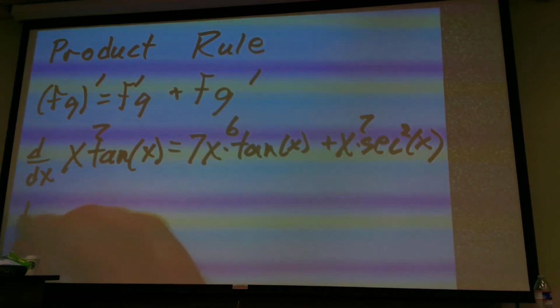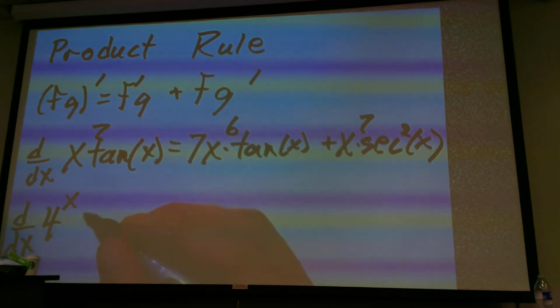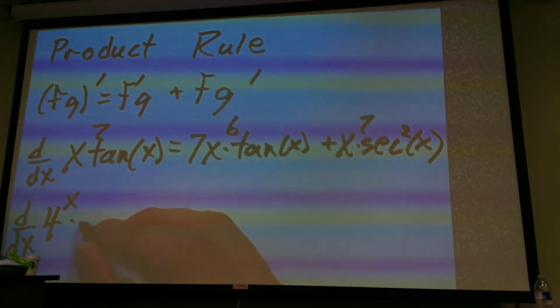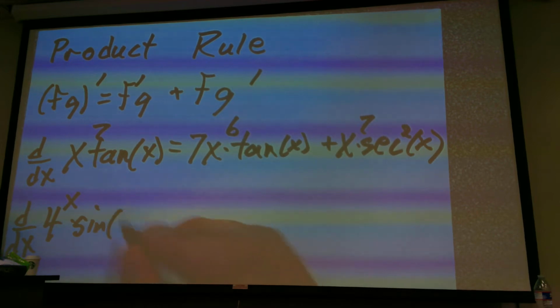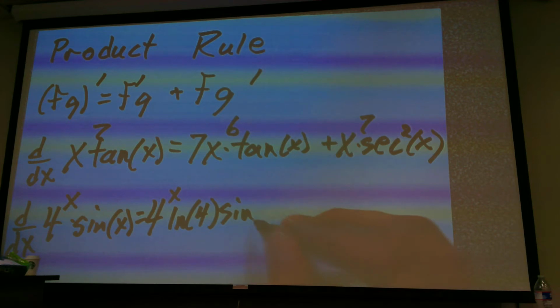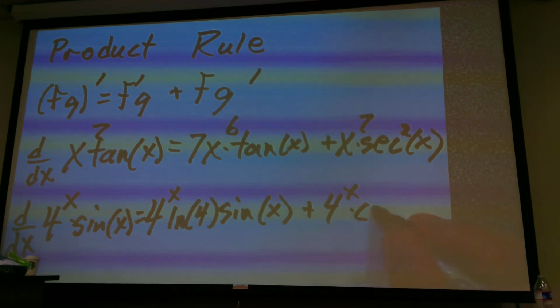All right, so let's say I was going to take the derivative with respect to x of 4 to the x, and let's multiply this by, just say, sine of x. So the derivative of 4 to the x would be 4 to the x times the natural log of 4, and then multiplied by sine of x, and then plus 4 to the x. Now we're going to take the derivative of sine, and that's going to be cosine of x.